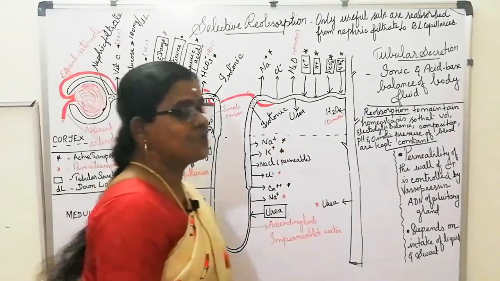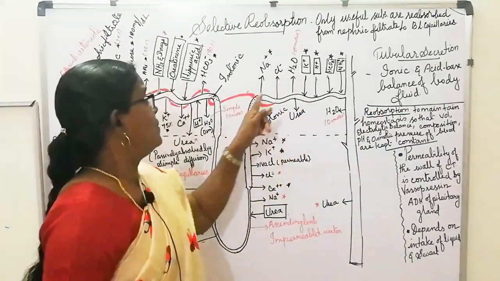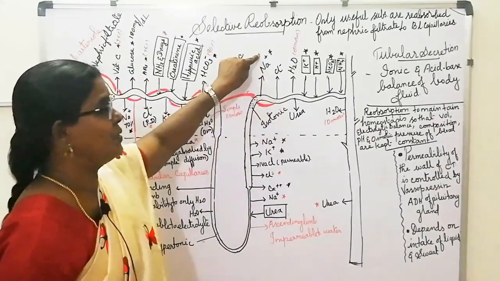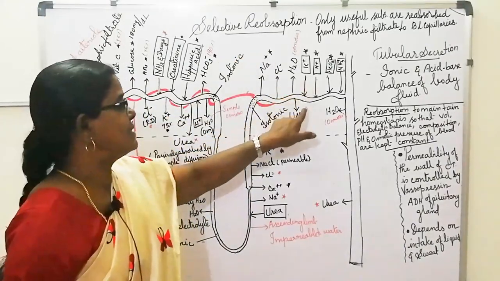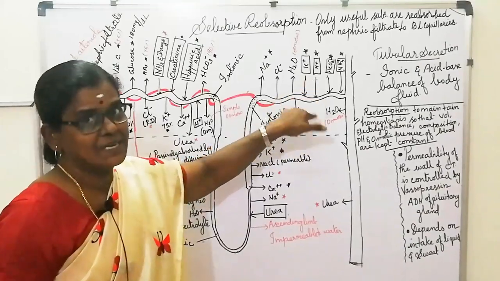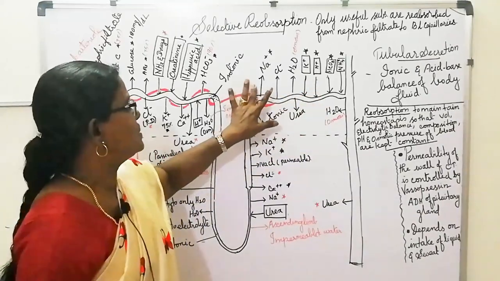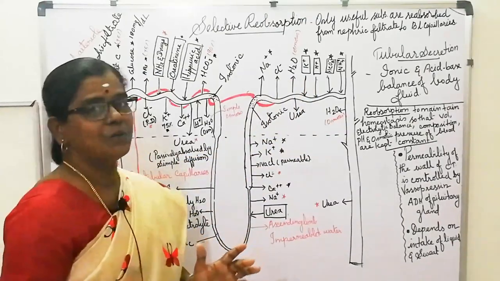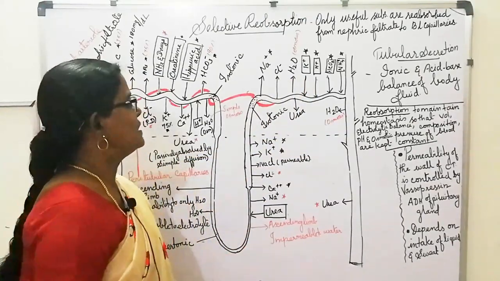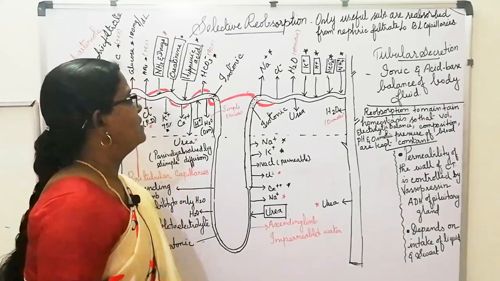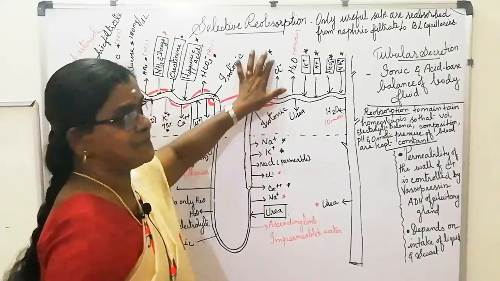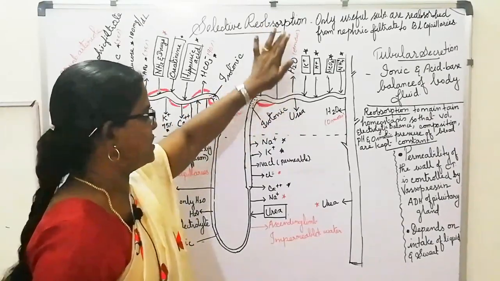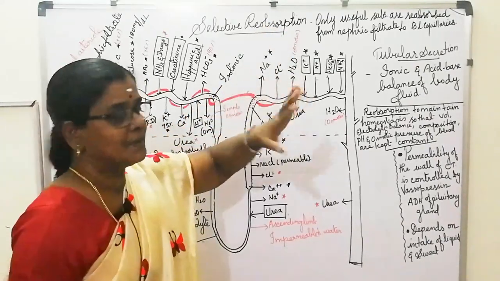When it is passing through the distal convoluted tubule, you can see here sodium is reabsorbed by active transport. Potassium enters into the tubule, that is, this is tubular secretion. So sodium and potassium are exchanged, maintaining the sodium potassium pump. So it is maintaining the ionic balance.